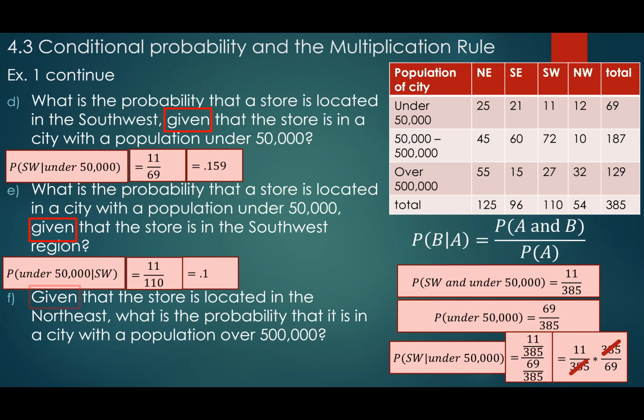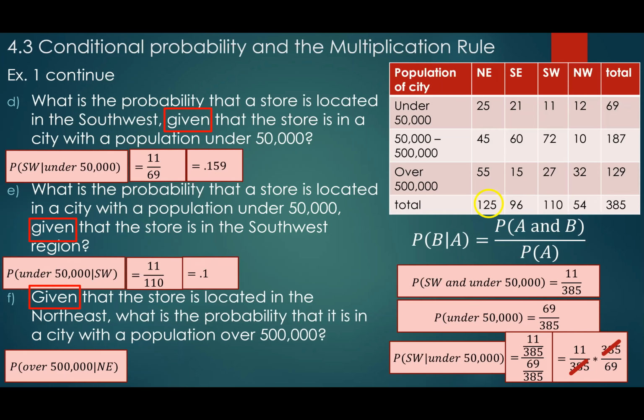Well, first of all, we know that this is the word given, and that's what you need to identify. When you see the word given, you have to trigger in your mind that, oh, that's a conditional probability. And once you say that, you have to find your new total. I'm no longer using 385. I have to find my new condition, my new requirement. So what is the requirement here?